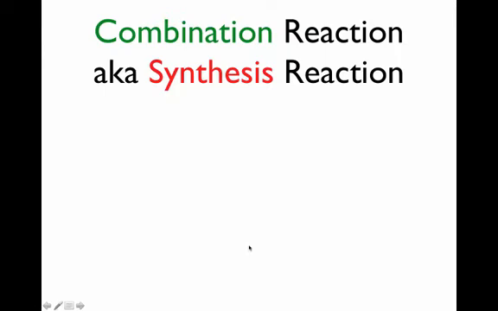So here's the first class of chemical reaction. It's sometimes called a combination reaction. It's also sometimes called a synthesis reaction. Sometimes it's called a composition reaction as well. The idea behind this type of reaction is two or more things combine to make one thing. What I mean by that is two or more materials combine to make one material.